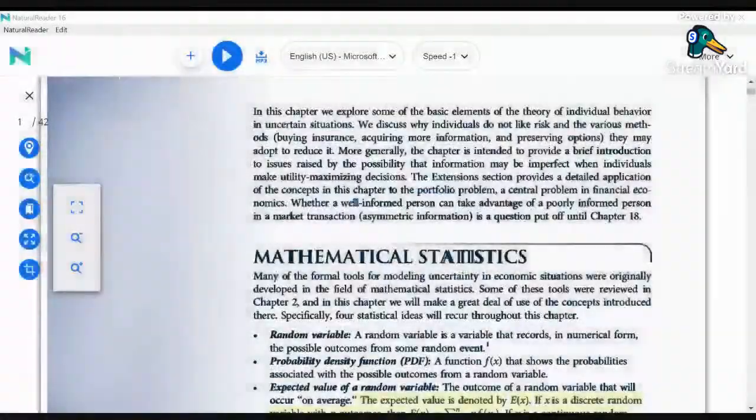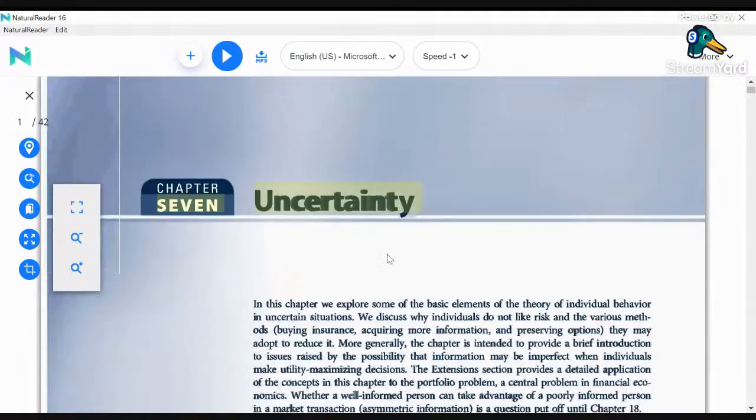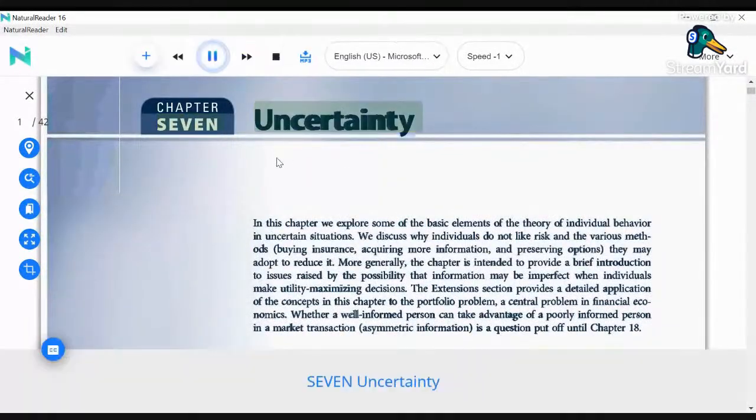Oke, kali ini saya akan baca buku Ekonomi Mikro mengenai uncertainty. Nah, langsung saja kita baca bukunya. Ini judulnya Uncertainty. 7. Uncertainty.